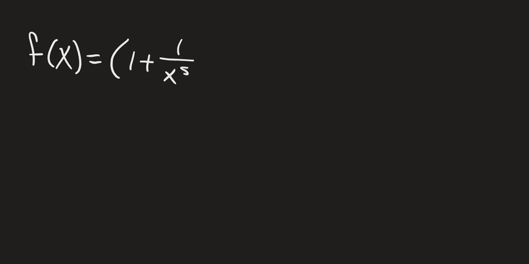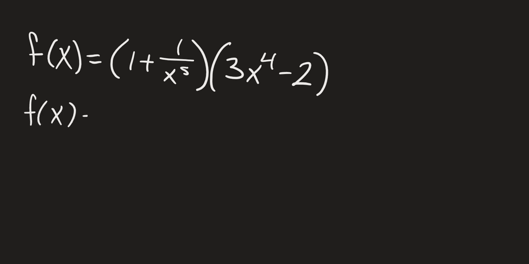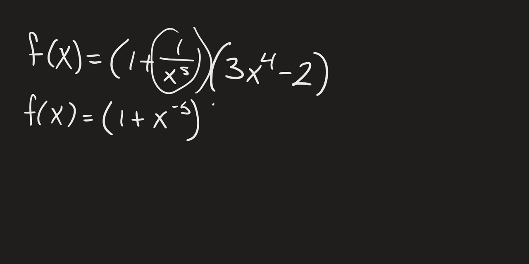The last question that we're going to go over in this video is f of x equals 1 plus 1 over x to the 5th times 3x to the 4th minus 2. The first thing that we're going to do before we take the derivative is we're going to rewrite this fraction to have x as a negative exponent instead of a fraction. We're going to get rid of the fraction. And that's going to be 1 plus x to the power of negative 5 times 3x to the 4th minus 2.